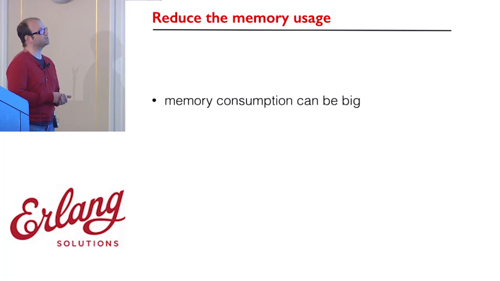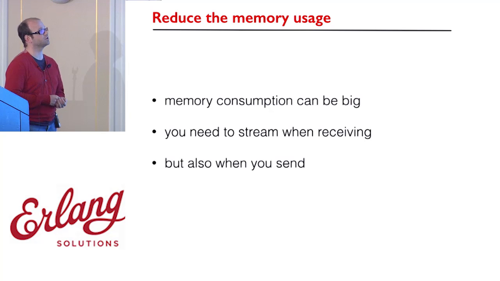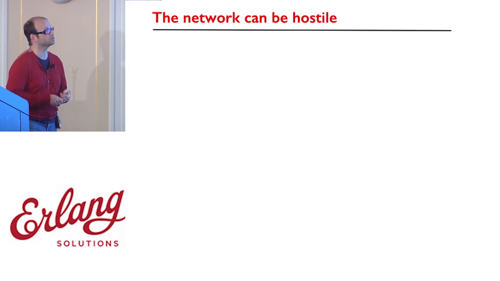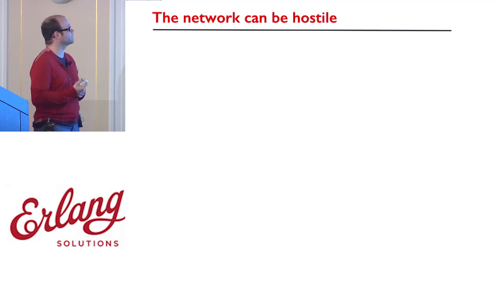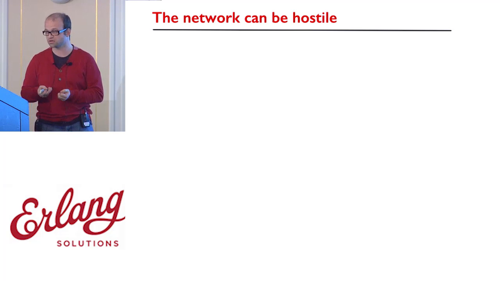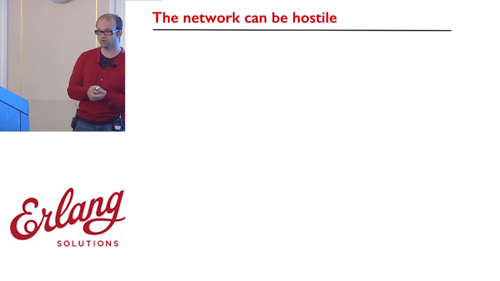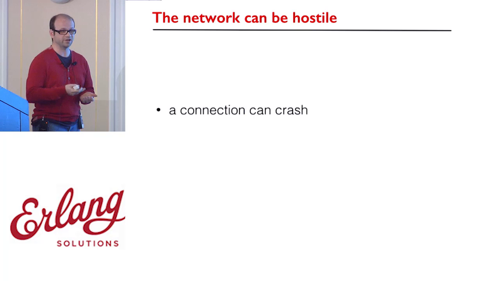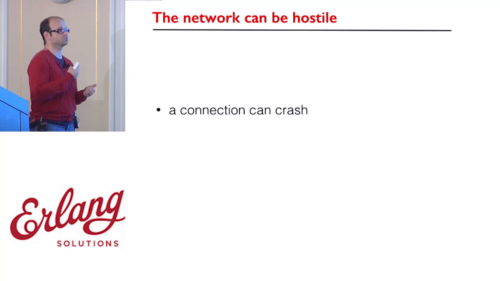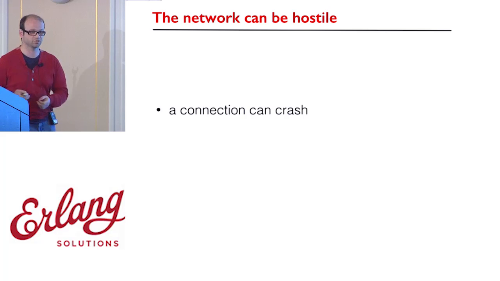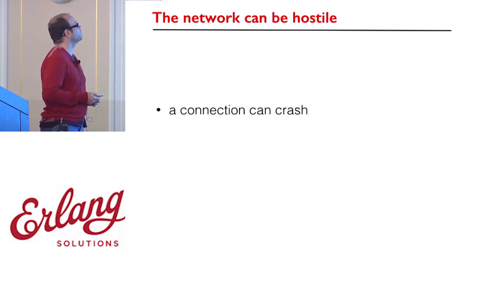So we have system limits, but one of the challenges when you are handling connections and doing HTTP connections too is that a network can be hostile. A connection can crash because you made an error in your code, and you want to isolate that. You don't want the connection to crash all other connections around. And this can be handled in Erlang.